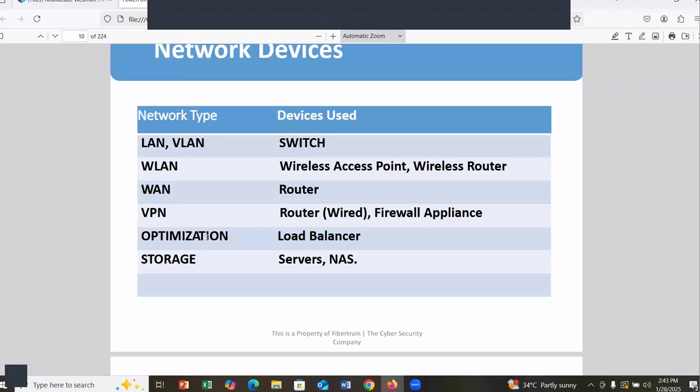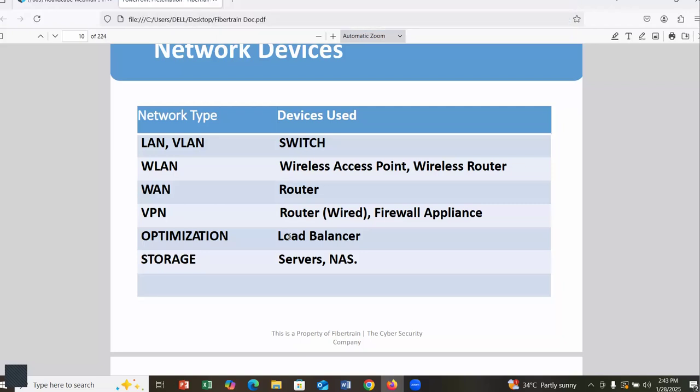So the next thing here is optimization. When we're talking about optimization, the device we make use of is what they call a load balancer. Optimization is when you want the traffic to be equal and moving in a normal way. So for example, let's assume I hosted a website. Maybe I'm the owner of facebook.com.